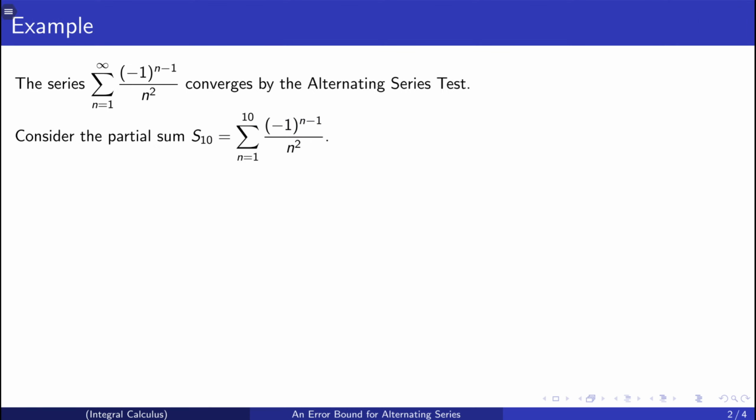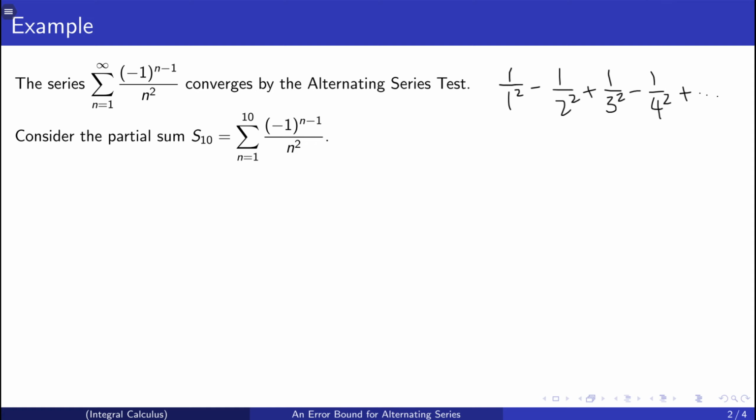So let's actually work with this example: negative 1 to the n minus 1 divided by n squared. These are the terms of your series. If you were to write down the terms, it would look like 1 over 1 squared minus 1 over 2 squared plus 1 over 3 squared, and so on. It converges if you apply the alternating series test. The magnitude of each term decreases as n goes to infinity, and each term also goes to 0.